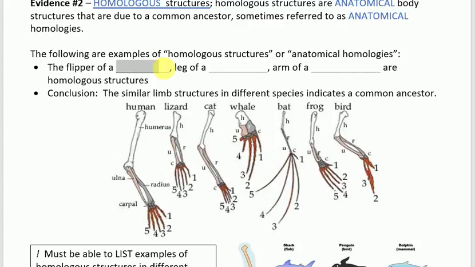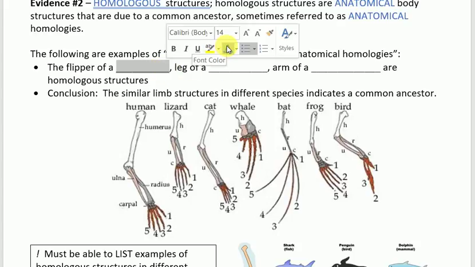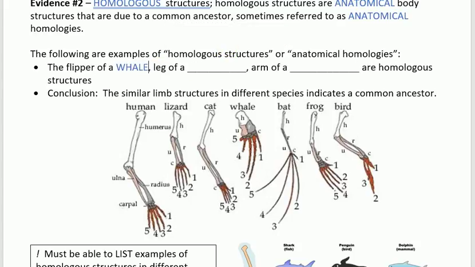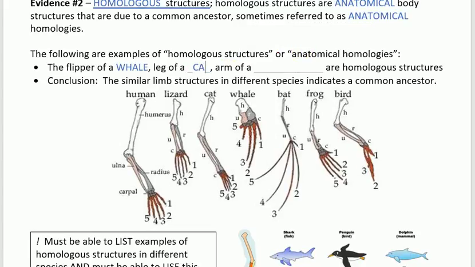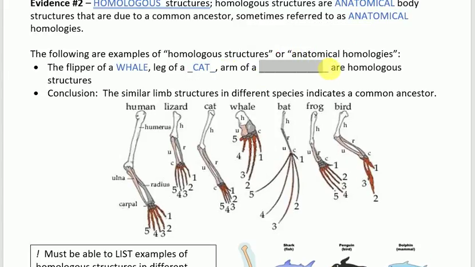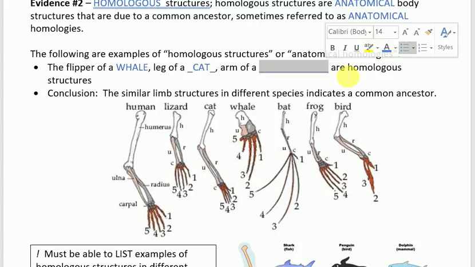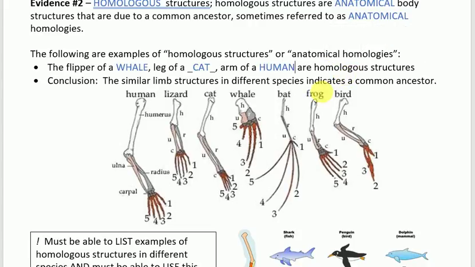So for instance, the flipper of a whale, the leg of a cat, the arm of a human are all homologous structures. So the conclusion is that the similar limb structure in different species is going to indicate a common ancestor. So you can look here and you can see this is a human.